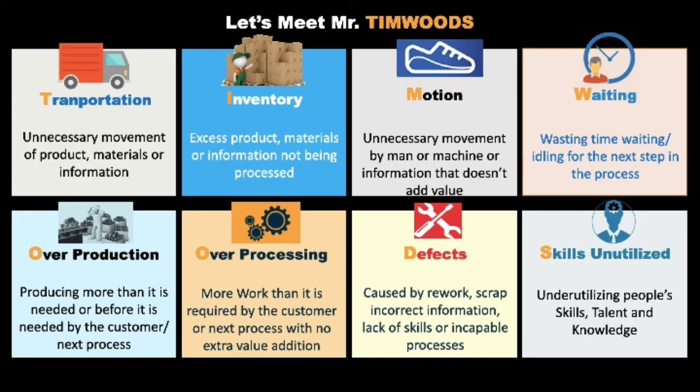So let's meet Mr. TIMWOODS, the king of Q waste. Generally, they can be clubbed into 8 types. T here stands for transportation waste. Unnecessary movement of product, material, or information that is not directly associated with the value adding process. Processes should be as close together as possible, and movement should happen from process to process without any significant delays in between. Some examples can be unnecessary exchange of data between groups, or multiple storage locations and poor layouts leading to unnecessary movement of materials, parts, and products.